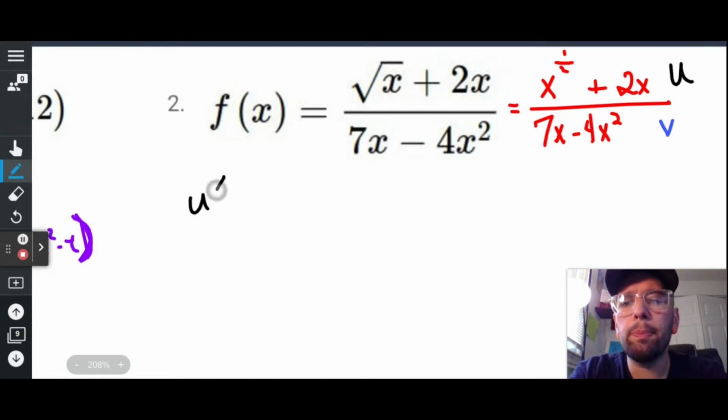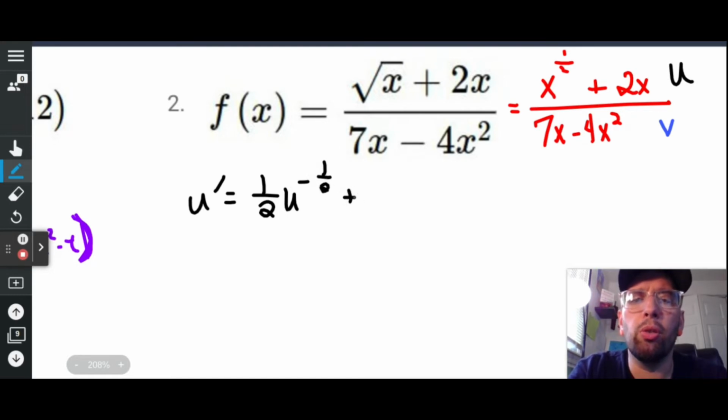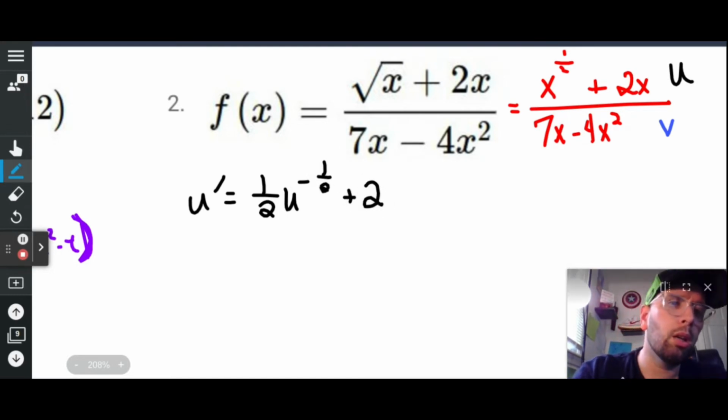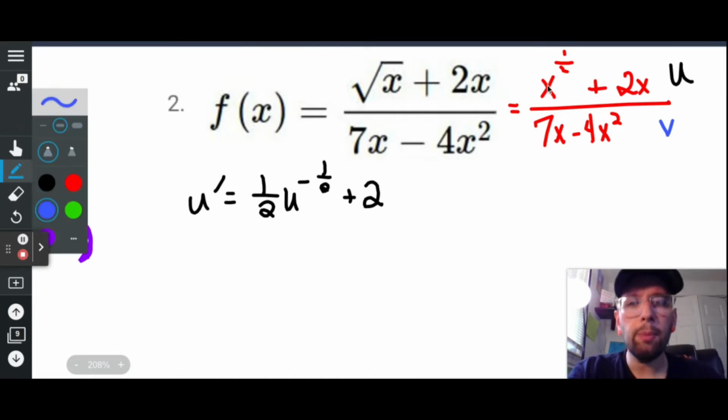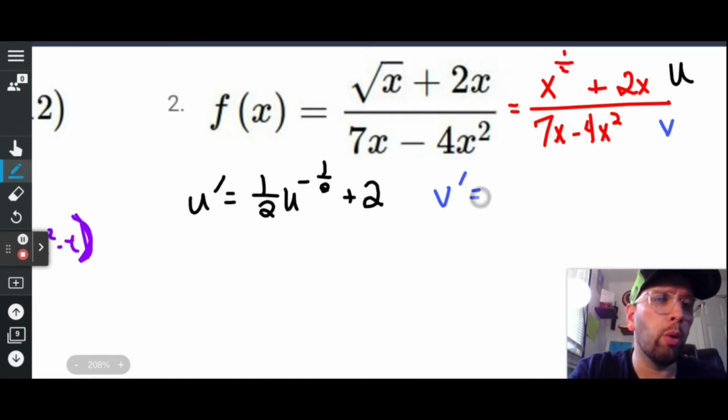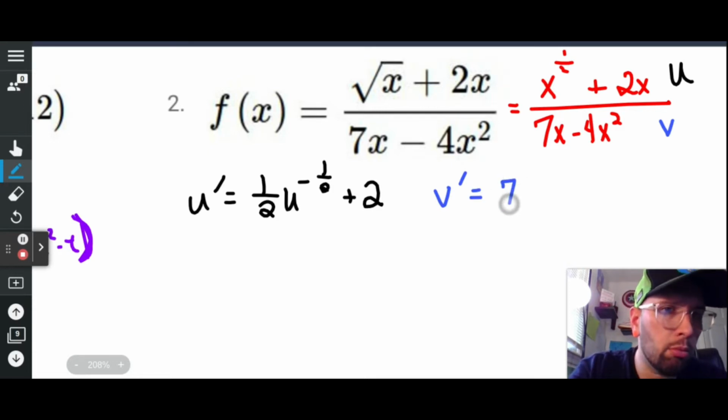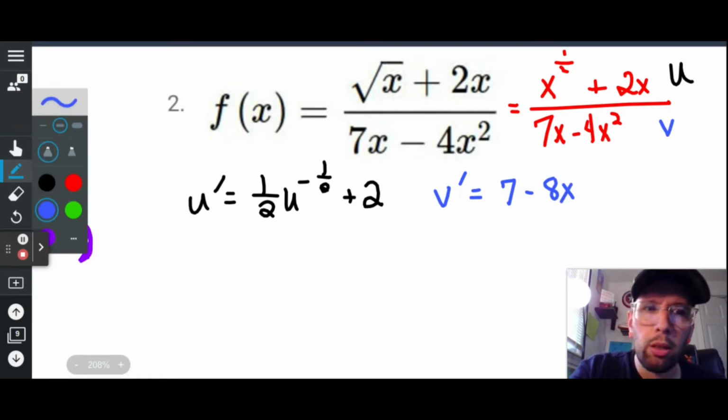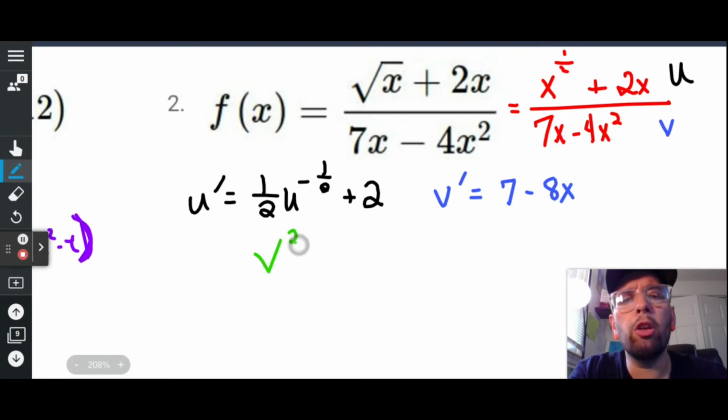U prime is going to be, bring that 1/2 down. So 1/2 x, subtract 1 from a half, so negative 1/2, plus 2. Okay. I'm looking for my, there it is. Bring the 1/2 down, take away 1, plus just take away the x. My v prime is going to be 7 minus 8x. And my v squared is going to be me just taking the entire denominator and squaring it.